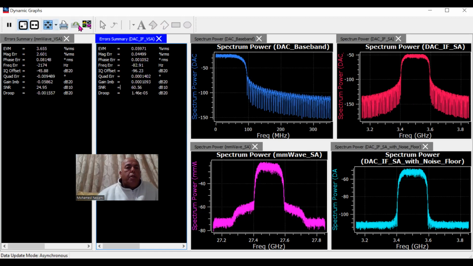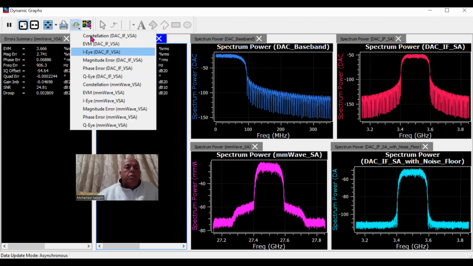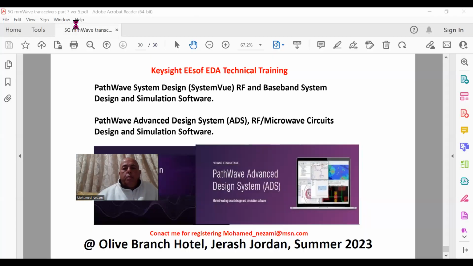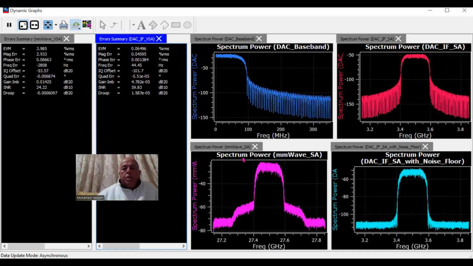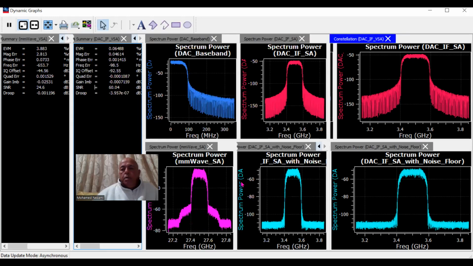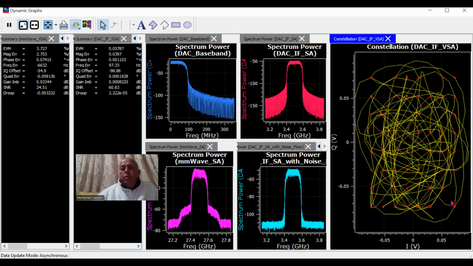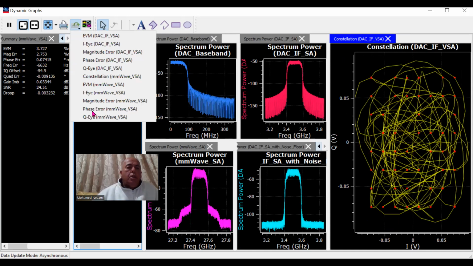Now there are other things that you can display. Of course, I turned them off, but you can see the constellations. My computer is overloaded right now with memory, so it's running slow. Okay, here we go. This is the Q, so this is the constellation. You can display all these things in here.